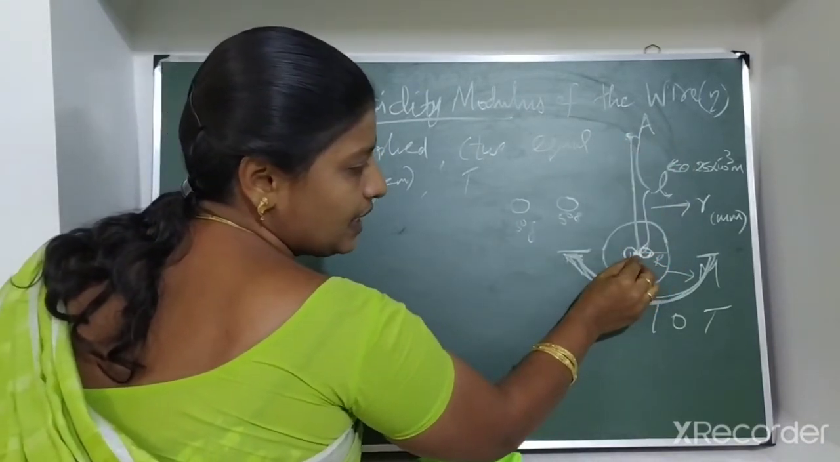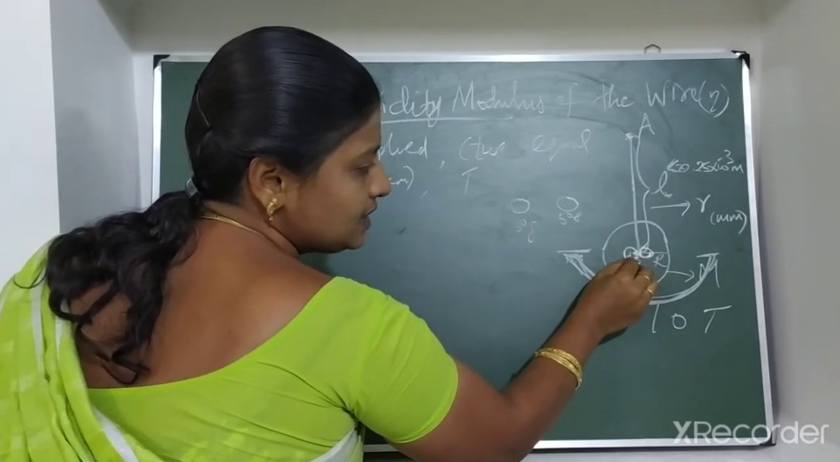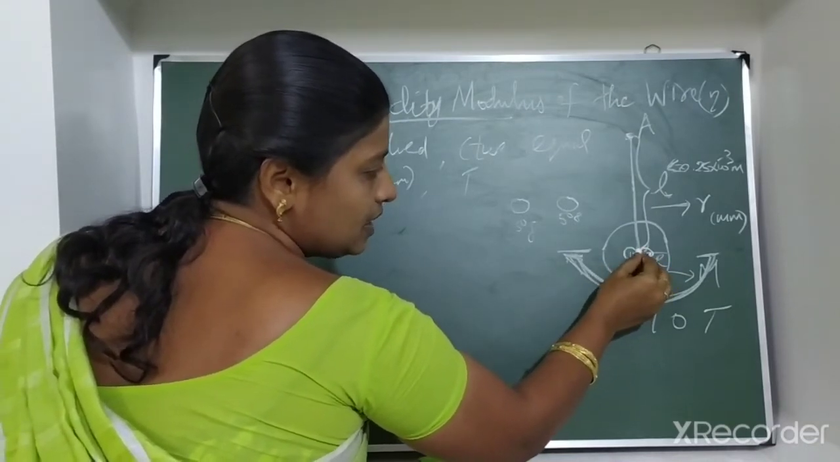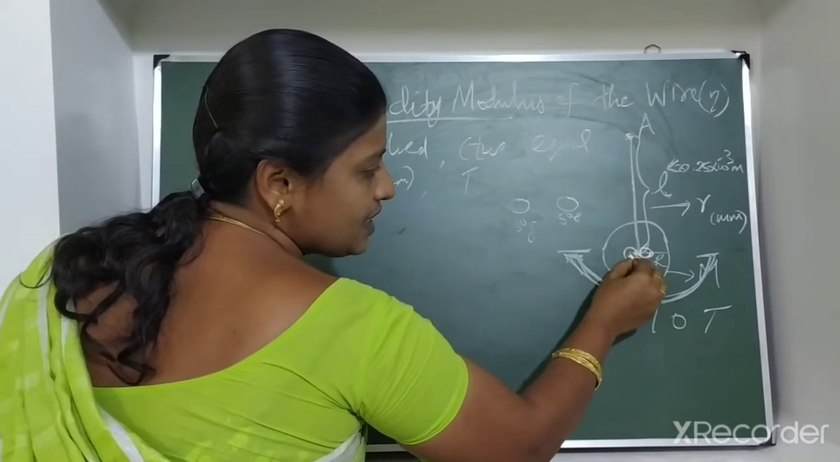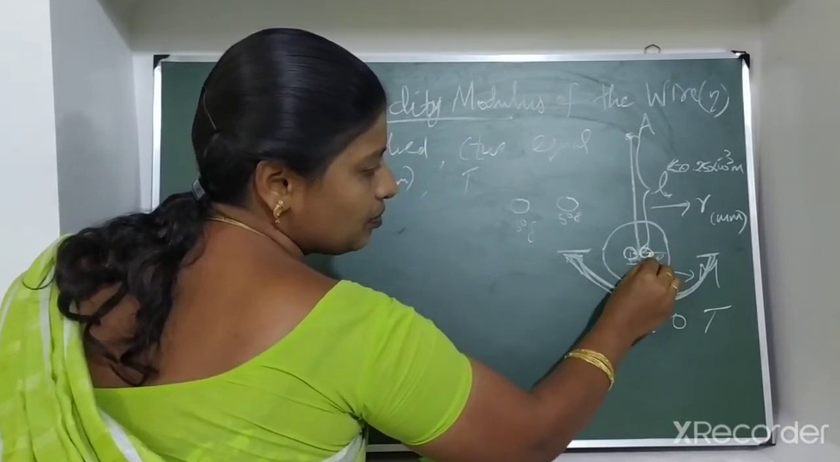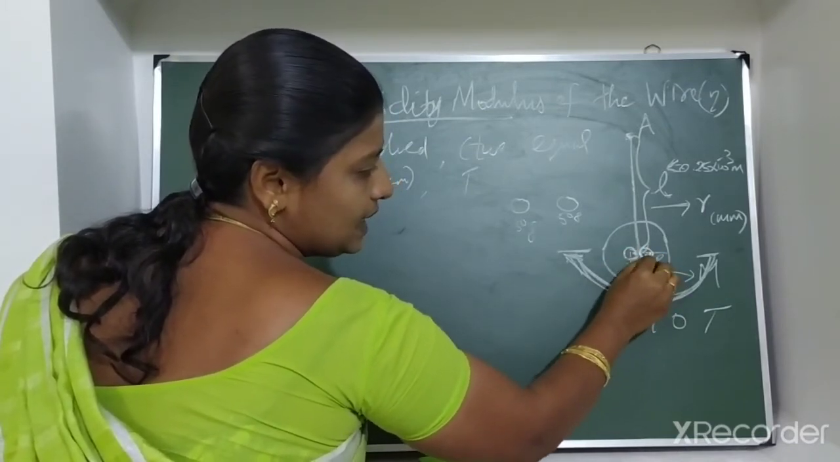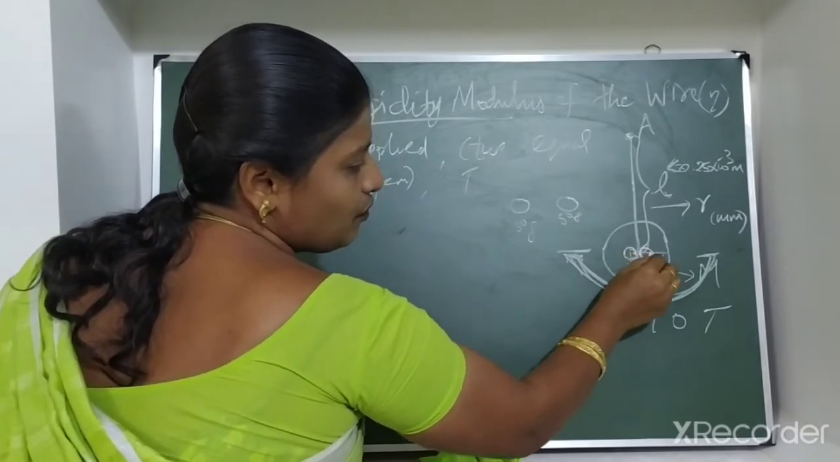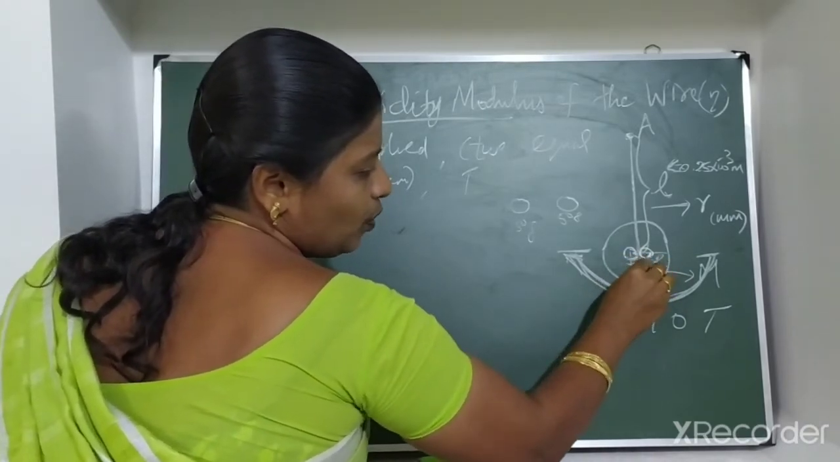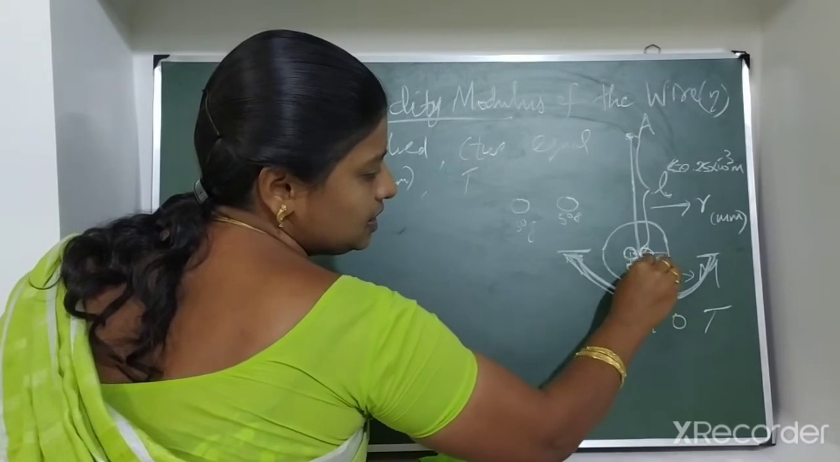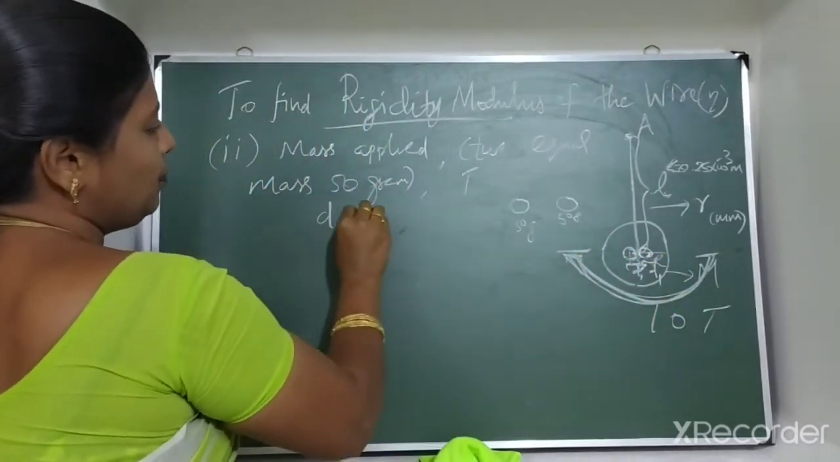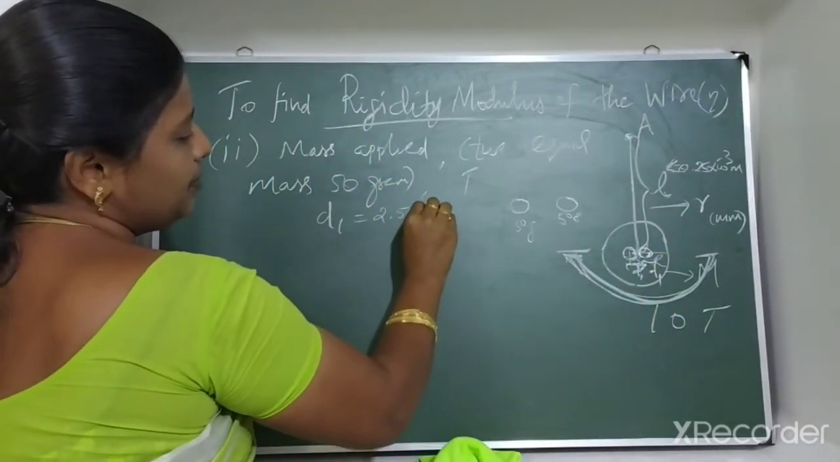At the center of the axis point you have 2 equal masses: one equal mass on the left hand side and one equal mass on the right hand side. Both masses are attached. Find out this distance, D1. For example, D1 equals 2.5 centimeter.